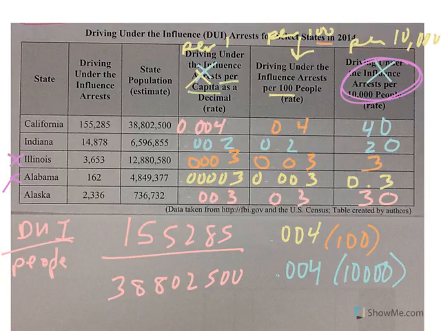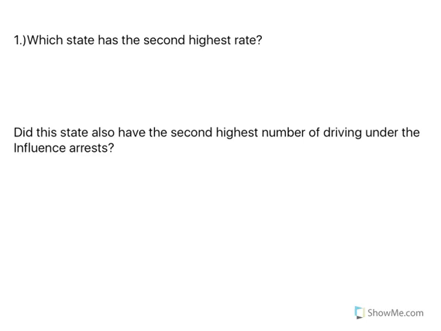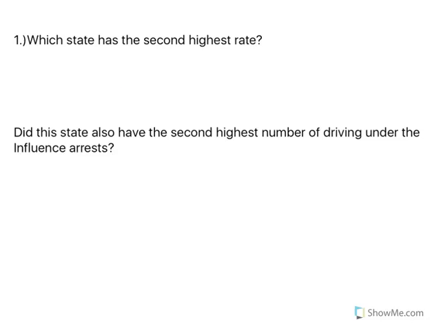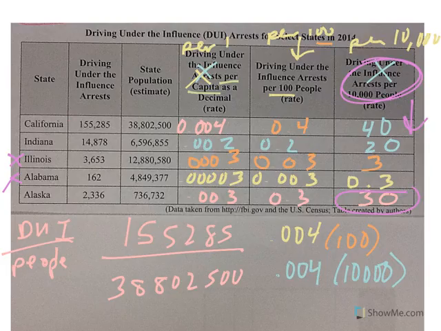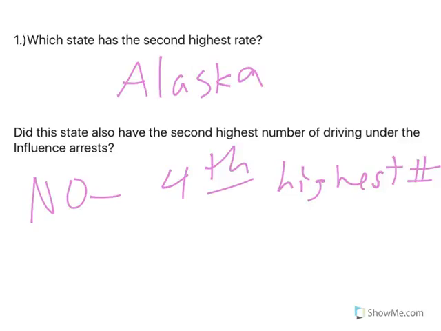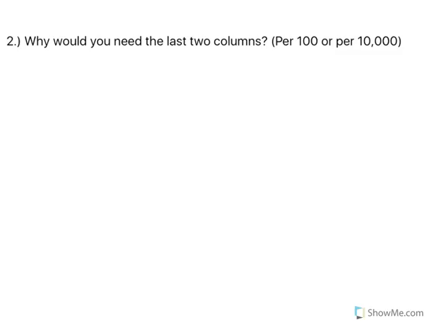But let's go ahead and answer some questions about this. Which state has the second highest rate? Second highest rate means you're going to look at these numbers. Alaska has the second highest rate. California had the most, then Alaska. Did this state also have the second highest number? If we look at the numbers, California had the most, then Indiana, then Illinois, then Alaska. So no, they had the 4th highest number, but the second highest rate. That's because you have to take into account how many people you have. That's why it matters.